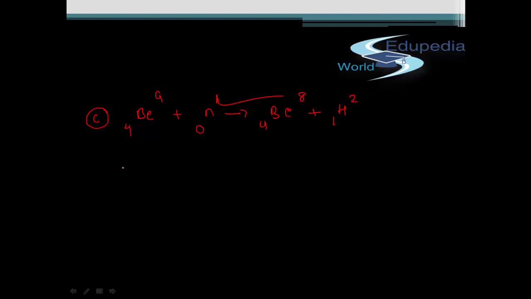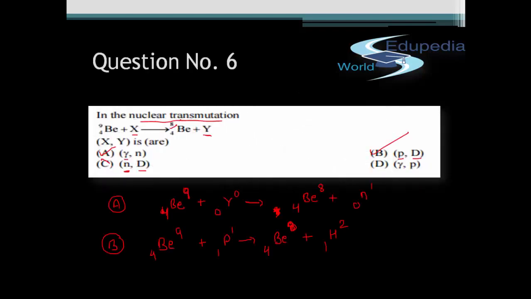So if you now look at this option, we can easily see that this is 4 plus 0 and this is 4 plus 1. So the charges are not conserved. So that means that C cannot be our option. Let us go to D now.